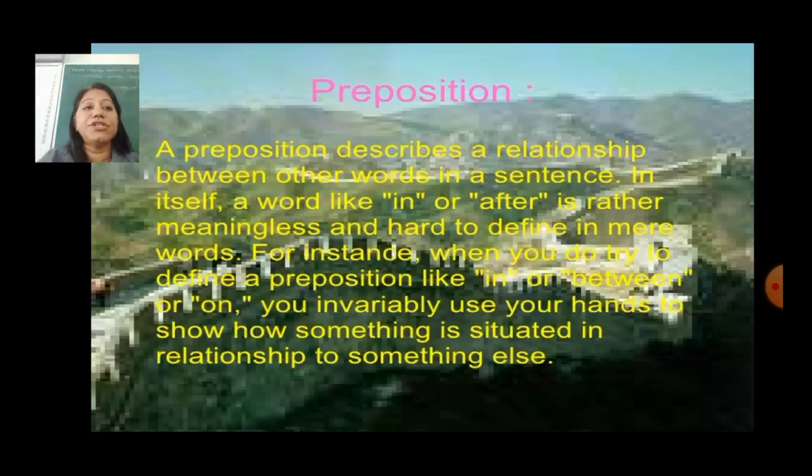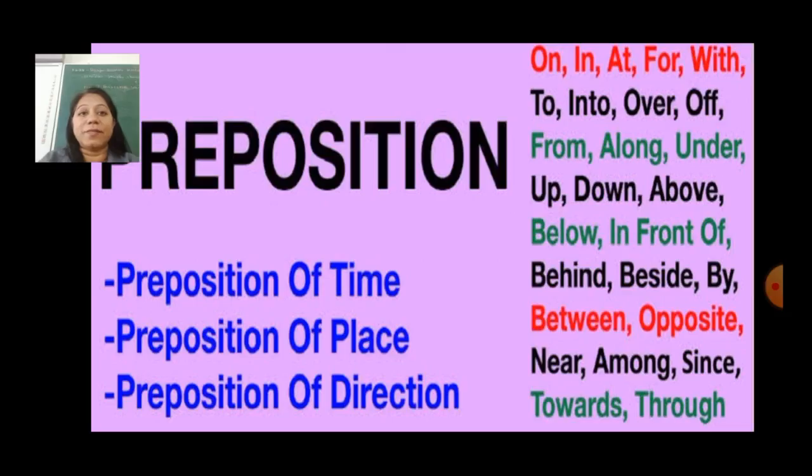So, a preposition describes a relationship between other words in a sentence. In itself, a word like in or after is rather meaningless and hard to define in mere words. For instance, when you try to define a preposition like in or between or on, you invariably use your hands to show how something is situated in relationship to something else.